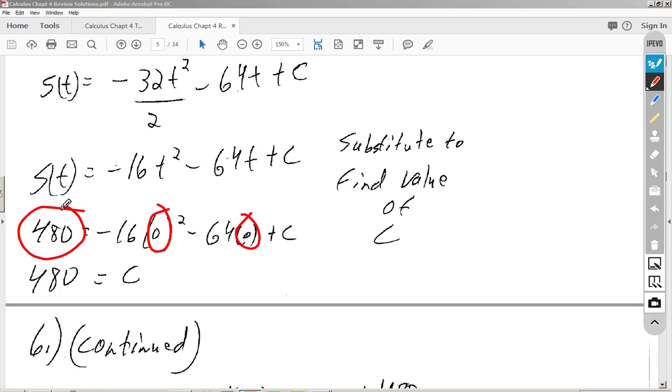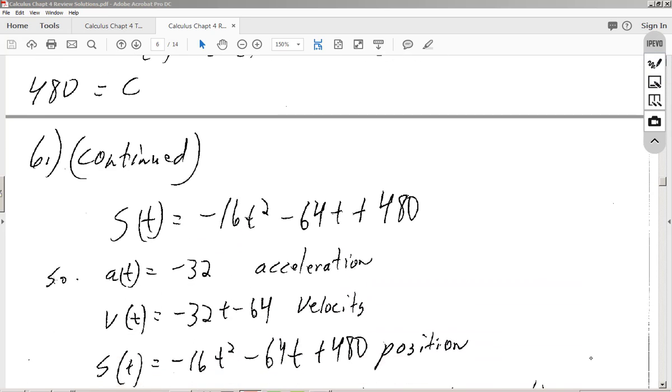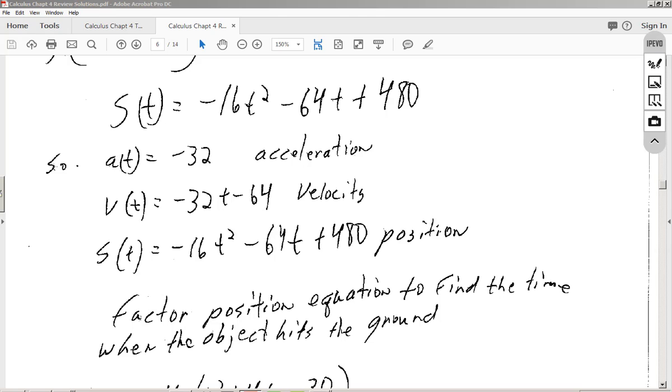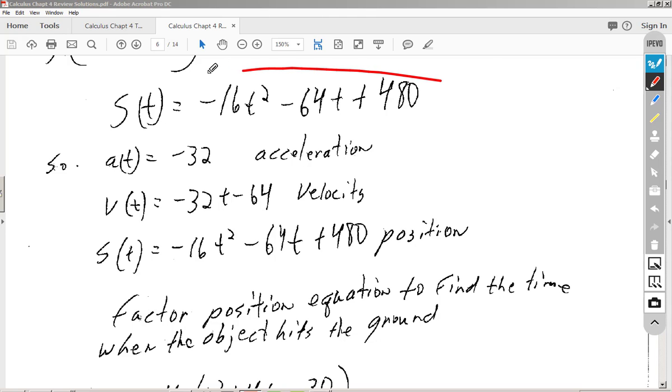My s of t would be 480. So notice that still comes out to be 0. That's going to cross out, and you're left with your original position of 480. So there'd be my position function. My position function is going to be s of t equals negative 16t squared minus 64t plus 480.